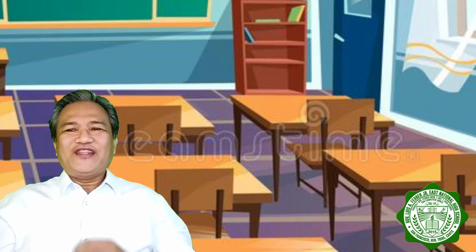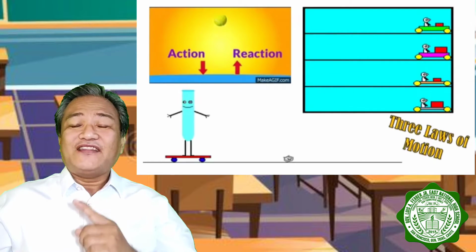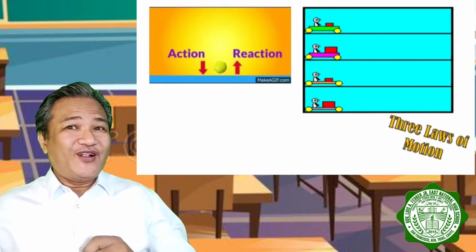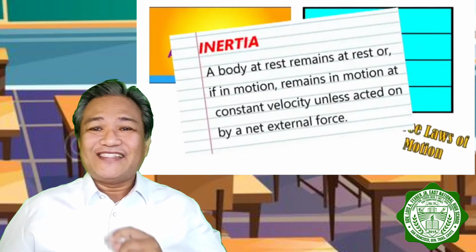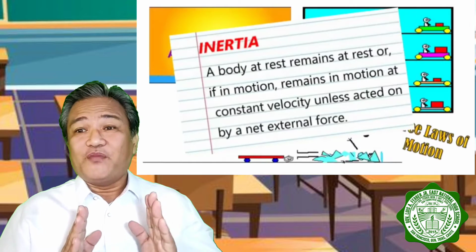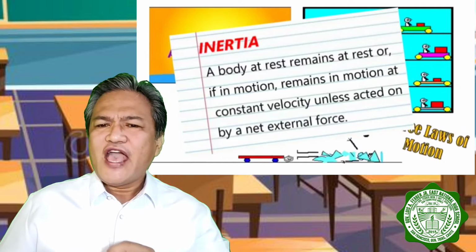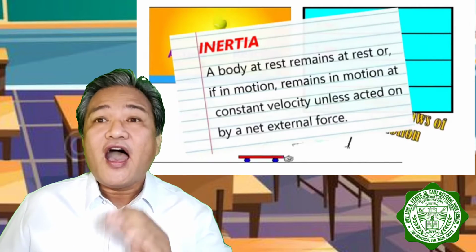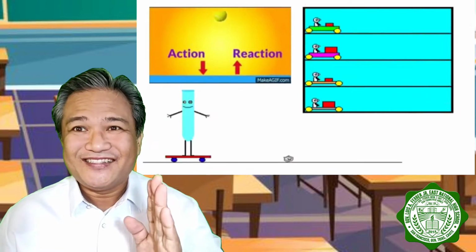On our last video, we discussed the 3 laws of motion. Now, let us state them one by one for us to recall the concepts. Law of inertia states that a body at rest remains at rest, or if in motion, remains in motion at a constant velocity unless acted by a net external force.